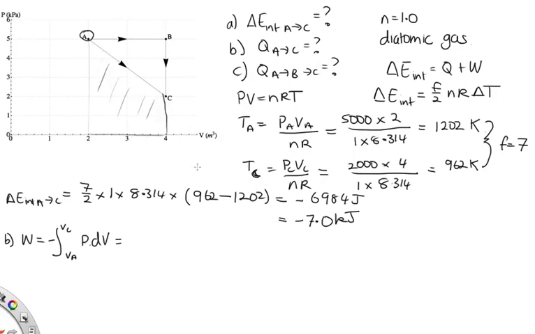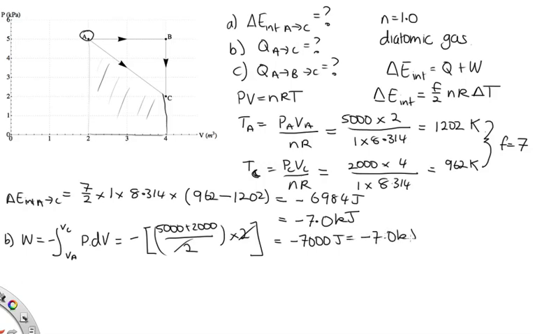And the gas is expanding, the volume's increasing, so it's going to be a negative work. So this is minus... Now, we can take the average height of the trapezium, the average of 5 and 2, so it's 5,000 plus 2,000 over 2, and then we times this by the width of our trapezium, which is 4 minus 2, or 2. Those cancel, and so we end up with minus 7,000 joules, or minus 7.0 kilojoules.